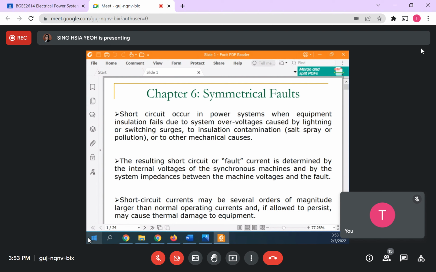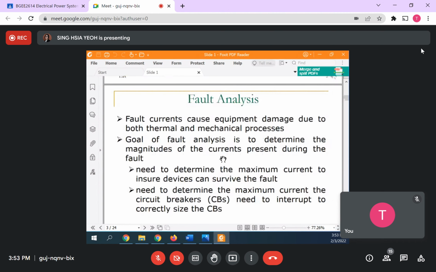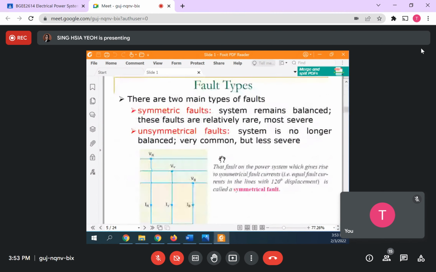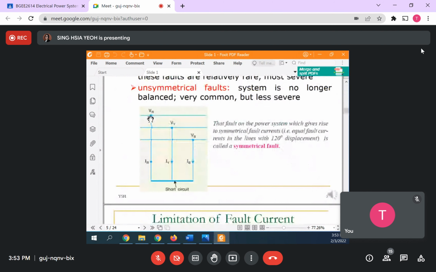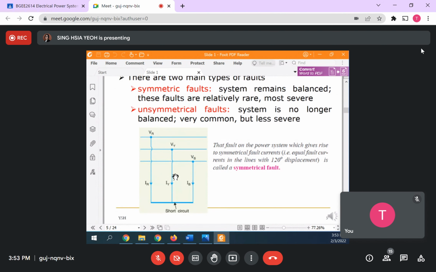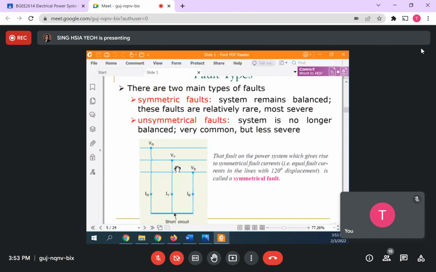Of course, no. Okay, so basically, symmetrical faults. You have line A, line B, and line C, right? Phase A, phase B, and phase C, 3 lines. If all of them are shorted together, we call this symmetrical fault. Can you understand? Very easy, right? So if symmetrical fault, you are going to have the same values for all. All 3 phases short together.